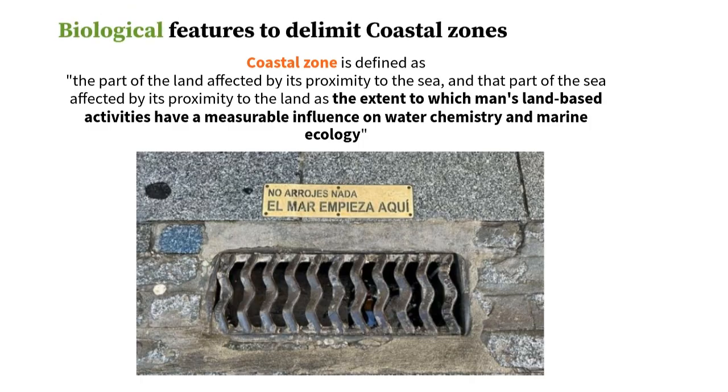If we consider biological characteristics, then a broad definition would describe the coastal zone as the part of the land affected by its proximity to the sea, and that part of the sea affected by its proximity to the land, as the extent to which man's land-based activities have a measurable influence on water, chemistry, and marine ecology. This definition also carries another ambiguity. To what extent do human activities on land affect water chemistry and marine ecology?